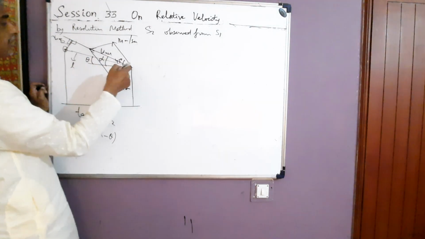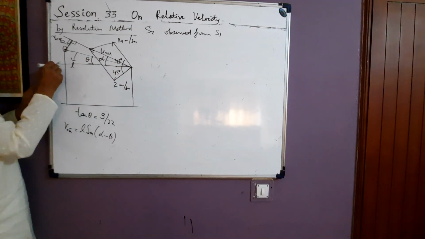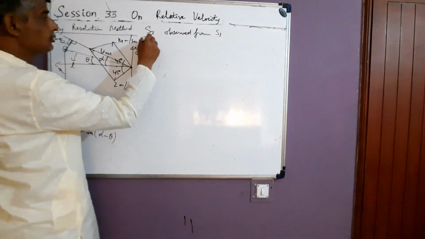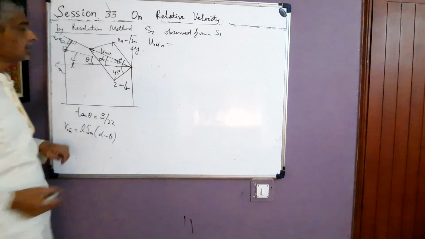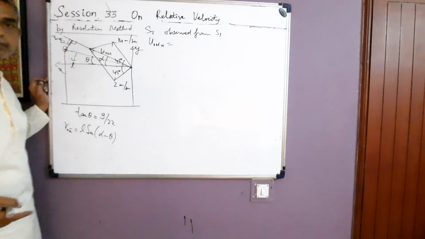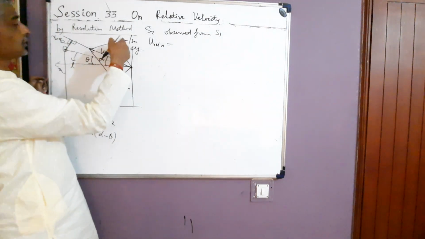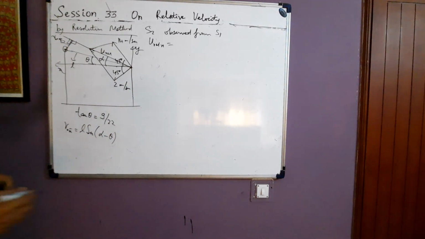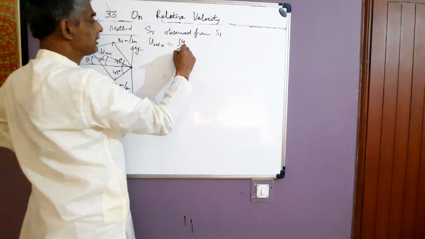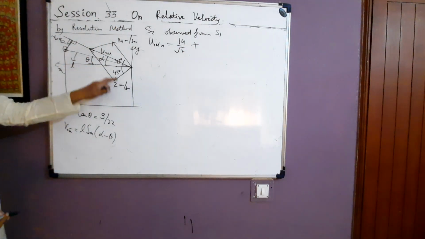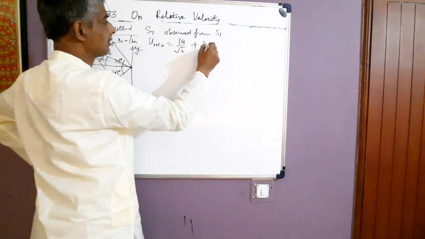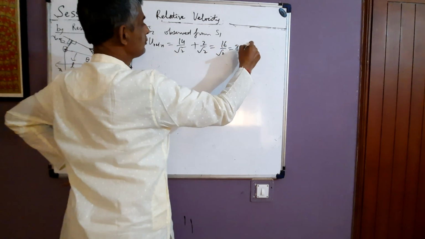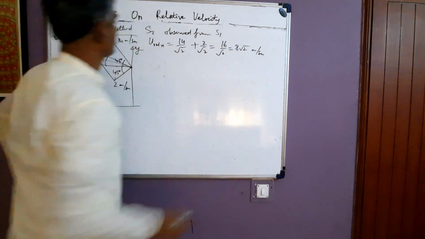U relative has a component along the leftward direction. Let's call the leftward direction the x-axis. Let's call this the y-axis. So U relative x is the sum of the x components of these two. They are in the same direction. 14 cos 45 degree plus 2 cos 45 degree. 14 by root 2 plus 2 by root 2. 16 by root 2. It is 8 root 2 meter per second.